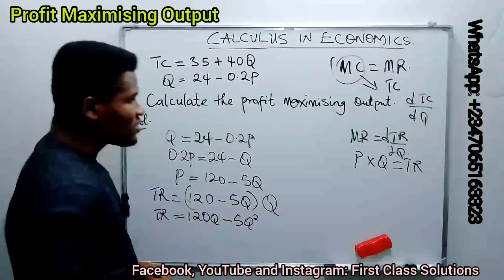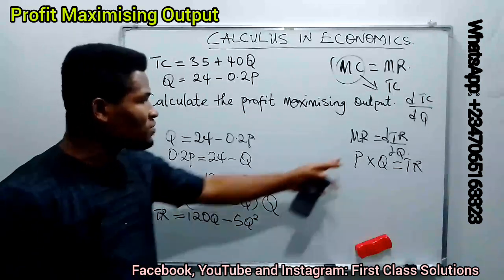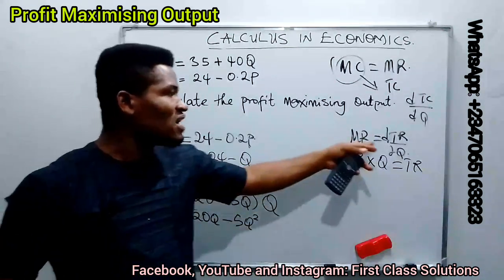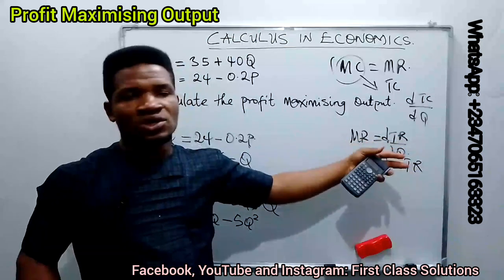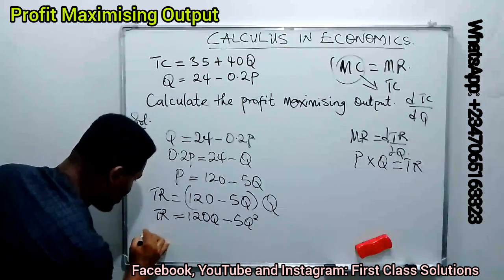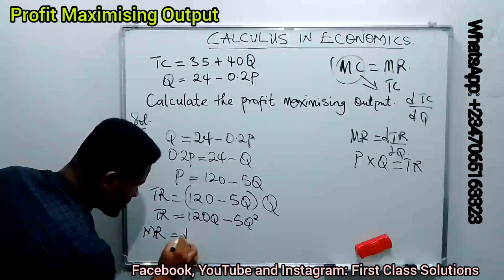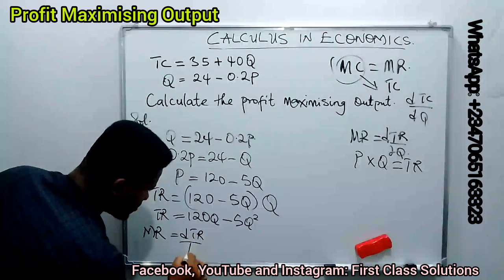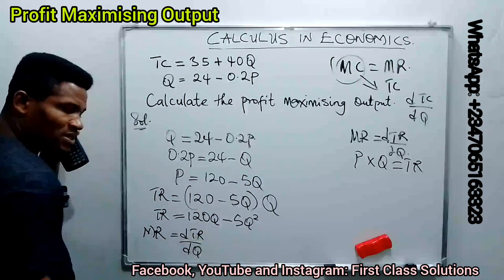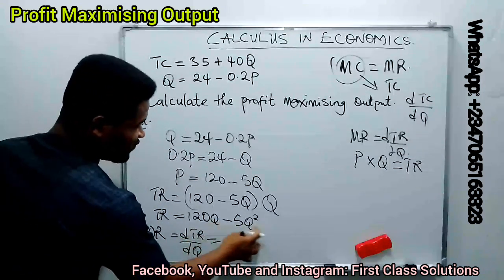Remember again, that is not actually the total revenue that we're looking for. We need to get the total revenue to obtain our marginal revenue. The first derivative of total revenue, that is dTR/dQ, will give us our marginal revenue. So in this case, our marginal revenue, MR, is dTR/dQ, since it is expressed in terms of Q. It means the first derivative of 120Q minus 5Q squared.